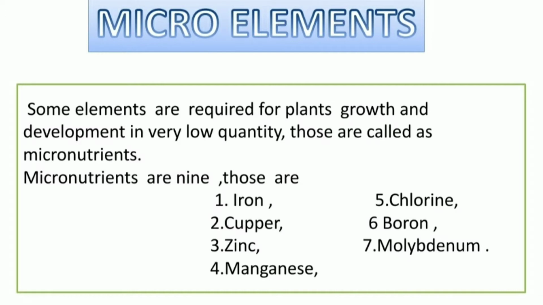So there are 7 micronutrients observed by scientists. The first one is iron, second is copper, third is zinc, fourth is manganese, fifth is chlorine, sixth is boron, and seventh is molybdenum. So these micronutrients are compulsory for plant growth and development.